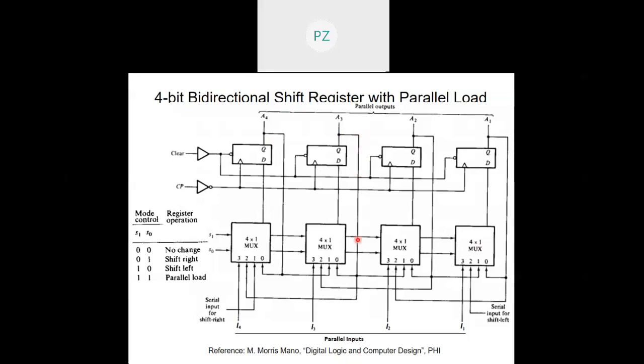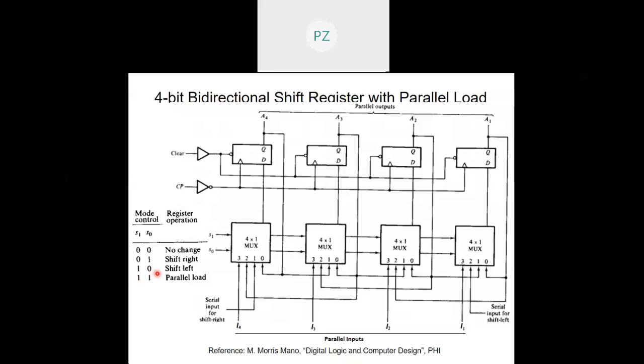Similarly, A3 by its terminal number 1 is getting stored into this flip-flop. A4 is getting stored via this terminal 1 into this flip-flop. So effectively, shift right has happened, and the terminal number 1 of this 4:1 multiplexer will receive the serial input for shift right. So that is why I'm writing 0, 1 is shift right.